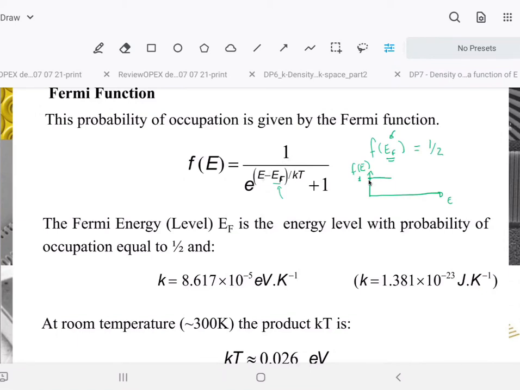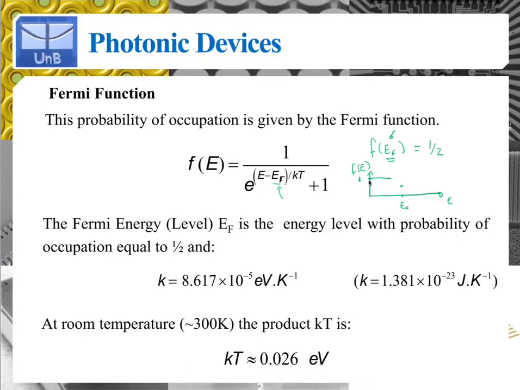We can check this. If we substitute E by EF, you'll have EF minus EF, which is equal to 0. Therefore e to the power of 0 is 1, and you'll have 1 divided by 1 plus 1, which is 1/2. So at the Fermi energy you'll have 1/2. And as E goes higher than EF, the exponent is positive and will become larger and larger.